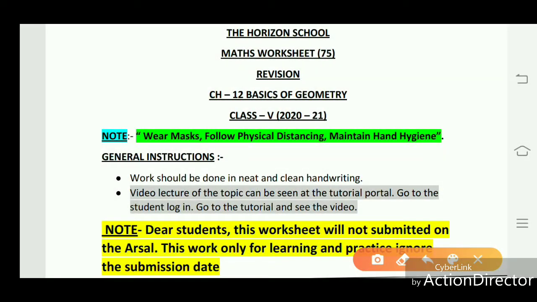Hello students, this is Maths Worksheet 75. This is a revision worksheet of chapter number 12, Basics of Geometry.